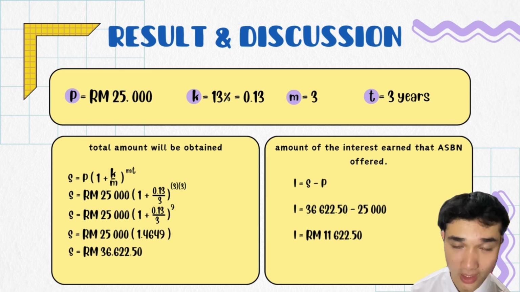So for the amount of interest earned that ASBN offers, we will use the I equals S minus P formula. I equals 36,022.15 minus 25,000, and we will get I equals RM 11,022.15.